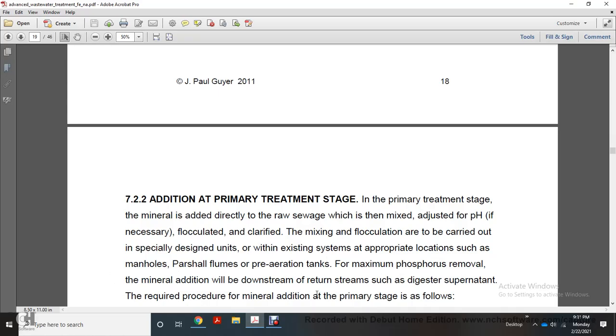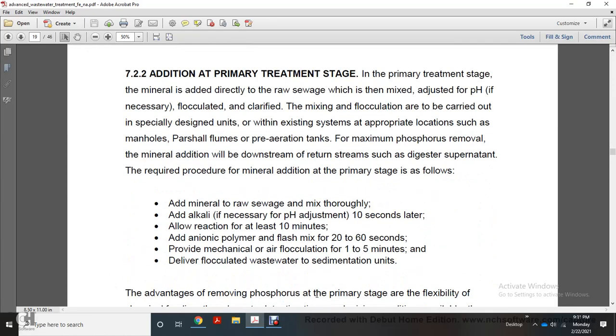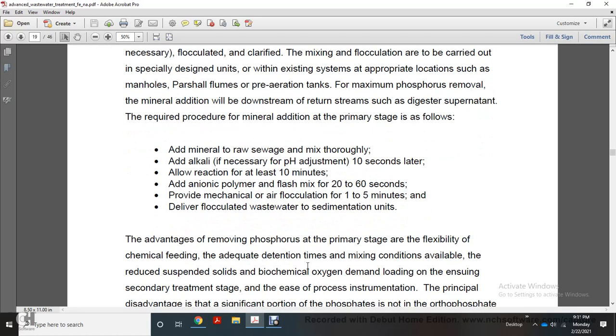The procedure for mineral addition in the primary stage is as follows: add mineral to raw sewage, mix thoroughly, add alkaline as necessary for pH adjustment 10 seconds later, allow reaction for at least 10 minutes, add anionic polymer flocculant, mix for 20 to 60 seconds, provide mechanical air flocculation for 1 to 5 minutes, and deliver the flocculated wastewater into sedimentation units.